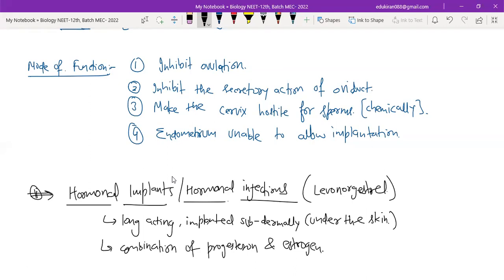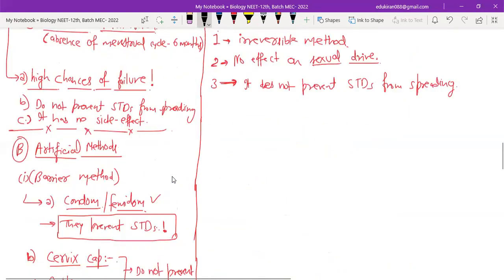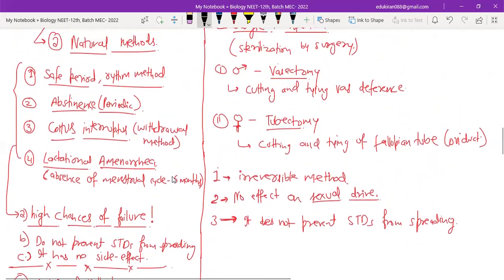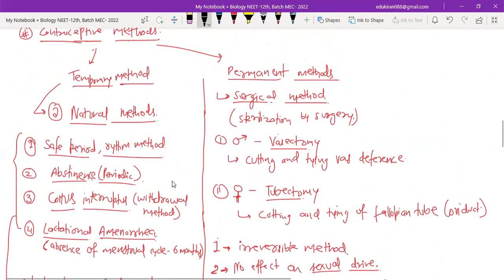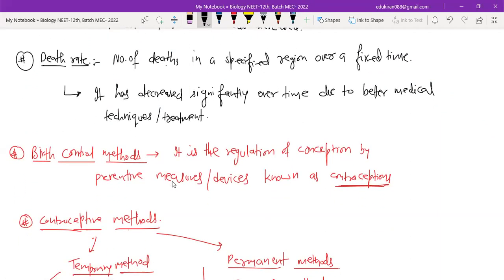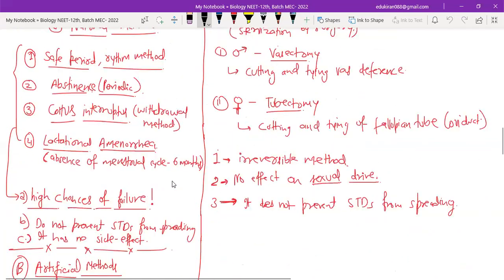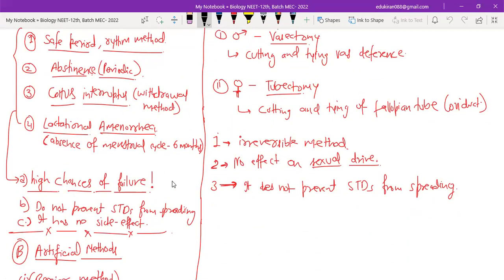So this is all about the birth control methods, and nothing more than that will be asked either in your school exam or in entrances. Probably in the next class we'll finish this chapter. There are 2 more methods. It's a short chapter and most of the things are facts that you have to remember. Some concepts are in the infertility and sexually transmitted diseases part, which we will do in the next class.